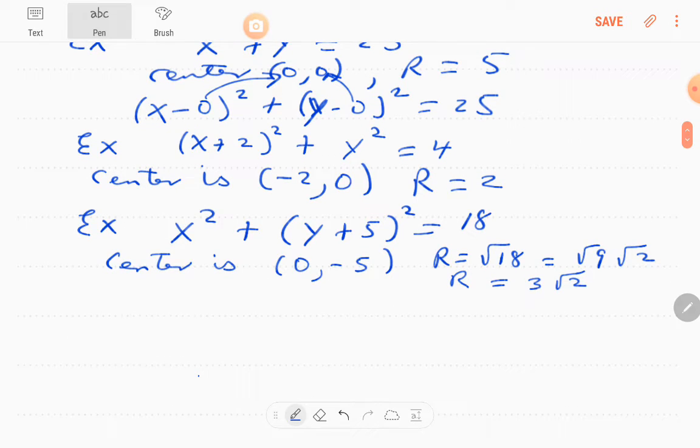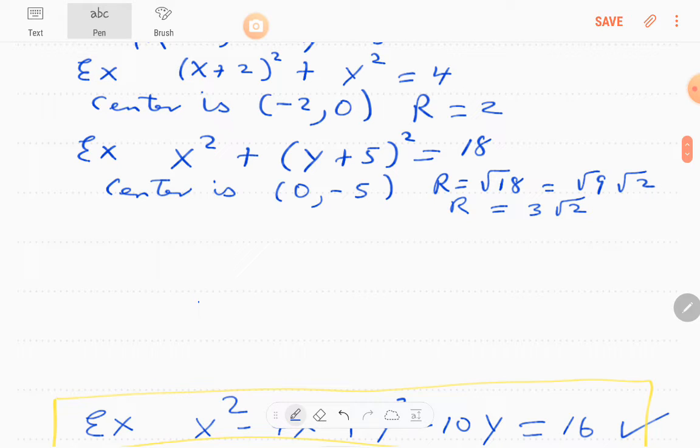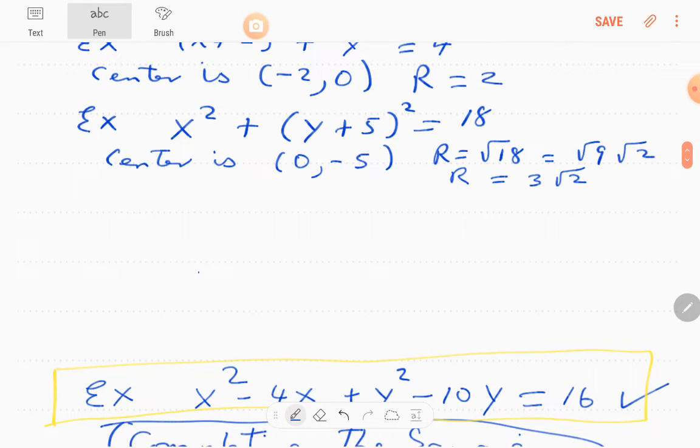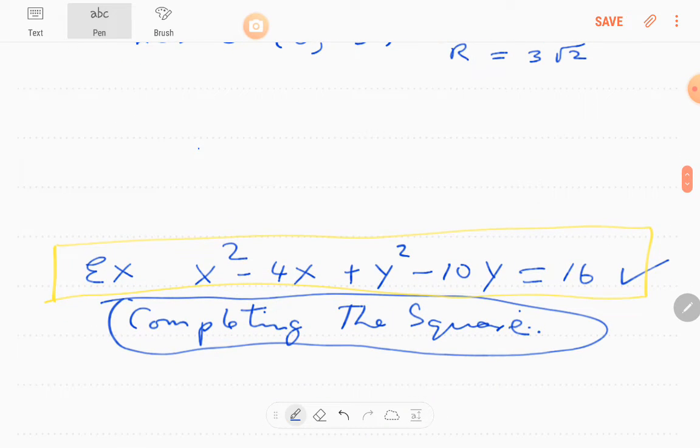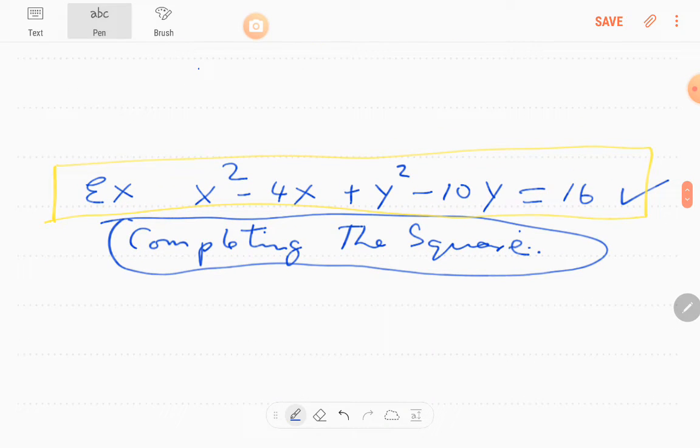All right, so I'm going to end this video here. But before I go, I think I'm going to make a part 2 to this video, and it will handle questions like this: x squared minus 4x plus y squared minus 10y equals 16. And to handle these types of questions, we're going to need to do factoring, and we're going to use completing the square. So factoring by completing the square, that's the technique we will use. I have another video on completing the square, so please look at that before you look at part 2.